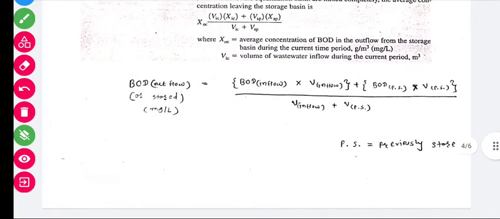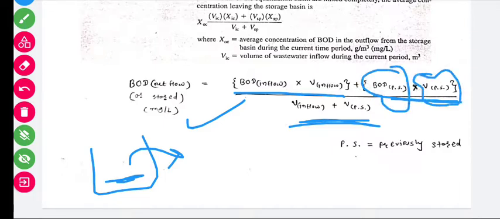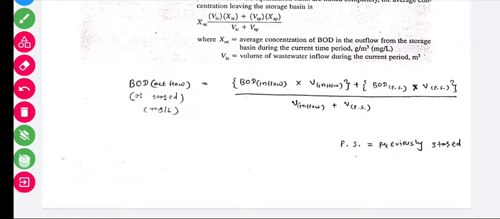Now you will easily understand the formula. This is the inflow BOD coming, this is how much is already there, and obviously you divide by the total volume. You will get the stored BOD, whatever is getting stored. That is what goes out, so that is the outflow BOD. Keep in mind this is previously stored, not currently stored. Currently stored is what you are going to find out now.